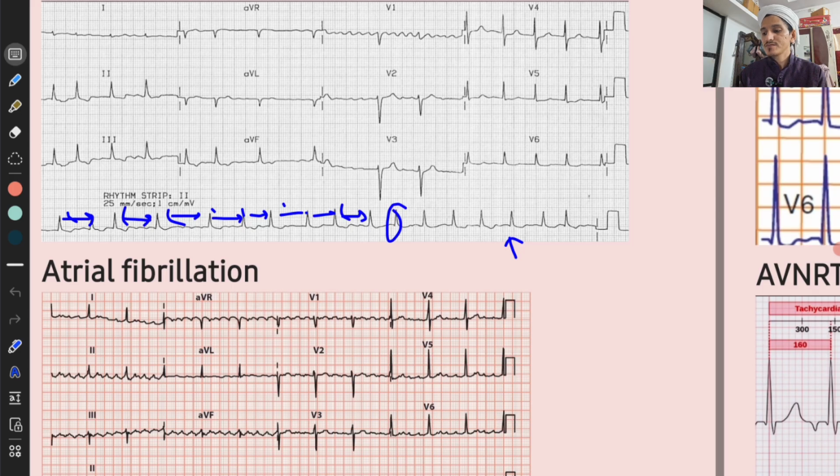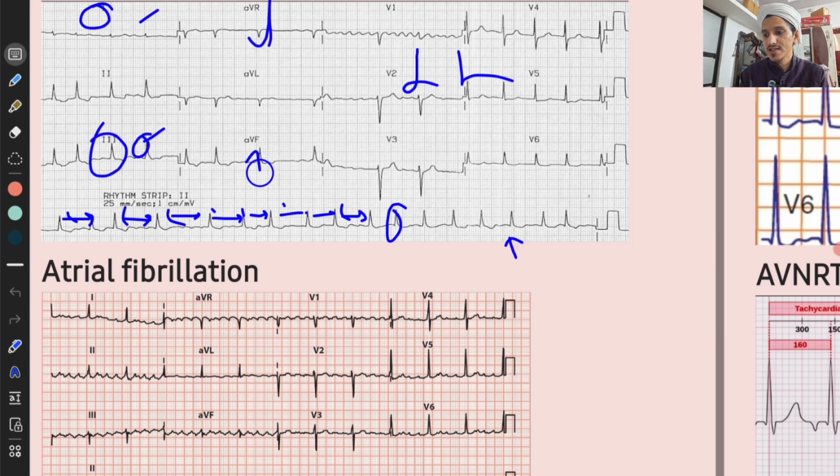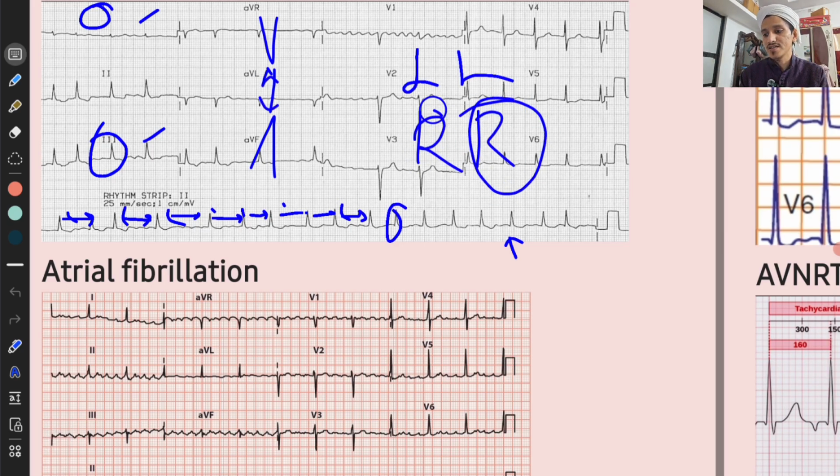Then coming to A for axis, any axis deviation. You are not seeing any axis deviation here. How do you remember left leaves? If you see leads 1 and 3 and the QRS complexes are like this in 1 and like this in 3, that means they are away from each other, then we call it left axis deviation. And if they are predominantly coming towards each other, that is called right axis deviation. So here you can see there is no axis deviation as such.